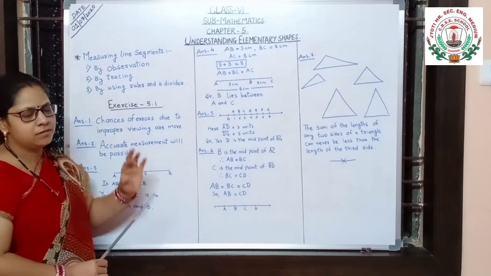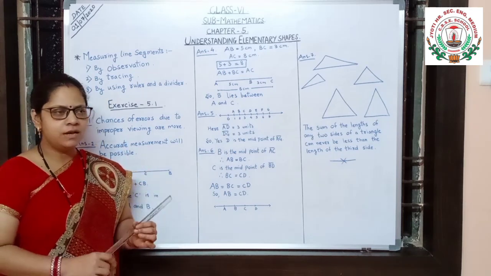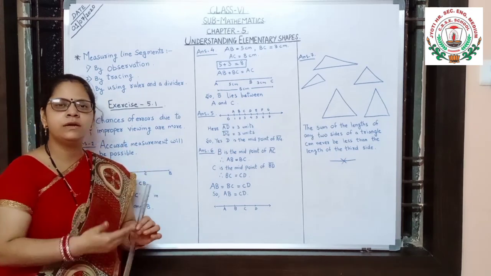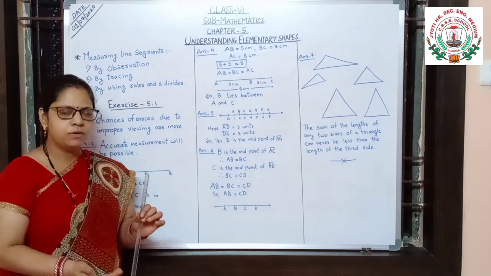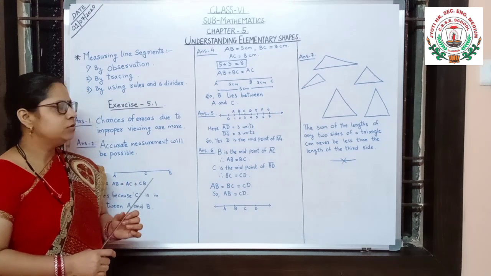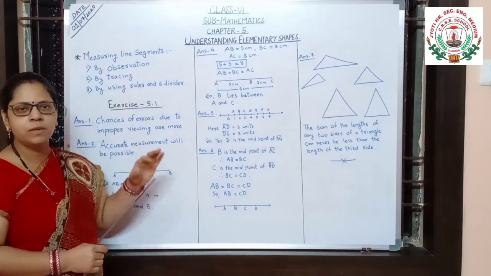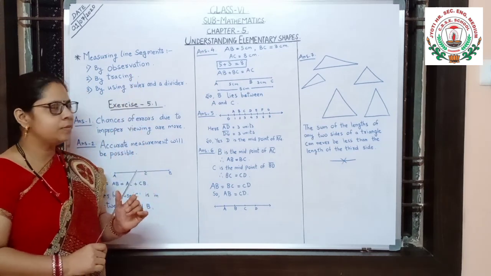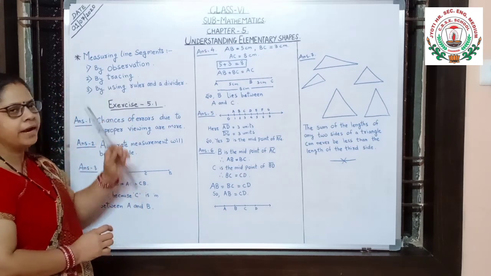Then by tracing. One line you are drawing, and below that you keep trace paper, and below that another paper is there. So that is called by tracing. You can get a similar or equal line segment. That is the second method, by tracing.